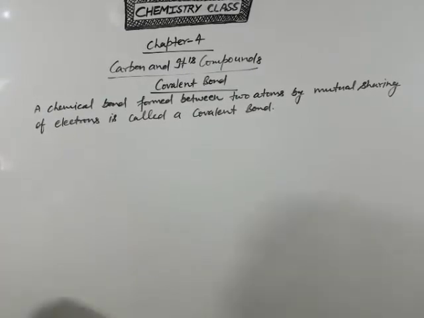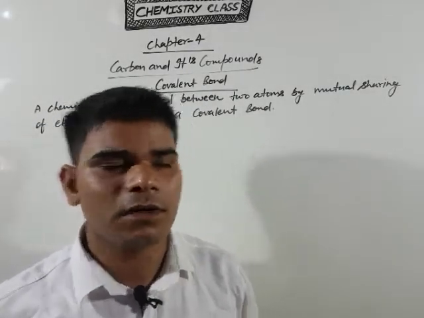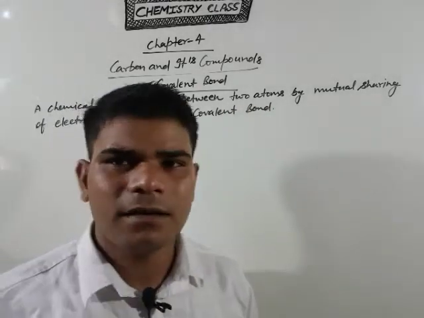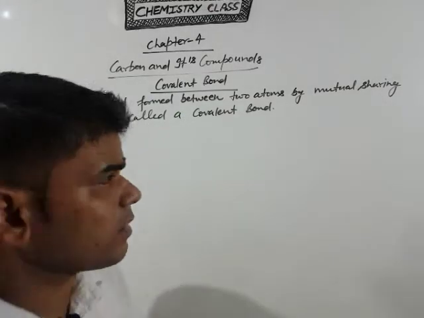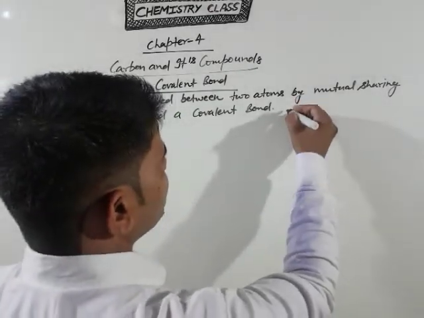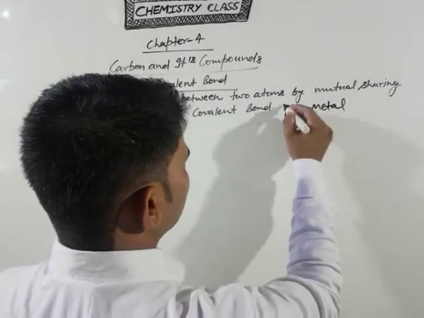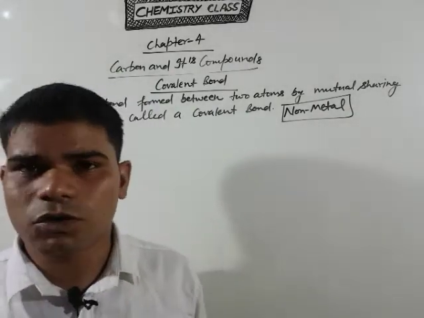Okay students, now come to the covalent bond. First of all, what is the definition of a covalent bond? A chemical bond formed between two atoms by mutual sharing of electrons is called a covalent bond. Generally, remember, between non-metal and non-metal, it will form a bond which is known as a covalent bond.